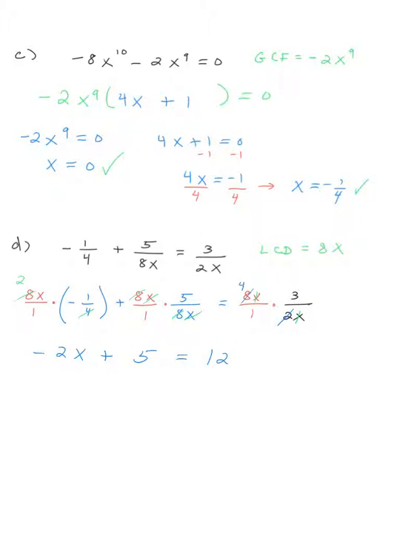To solve this equation, it's now linear. I'll subtract 5 from both sides. I get negative 2x is equal to 7, and after dividing both sides by negative 2, I get my final answer. X is equal to negative 7/2.